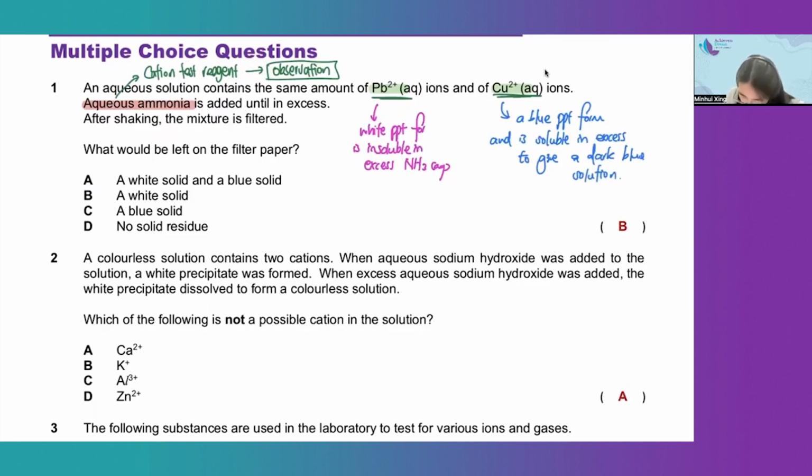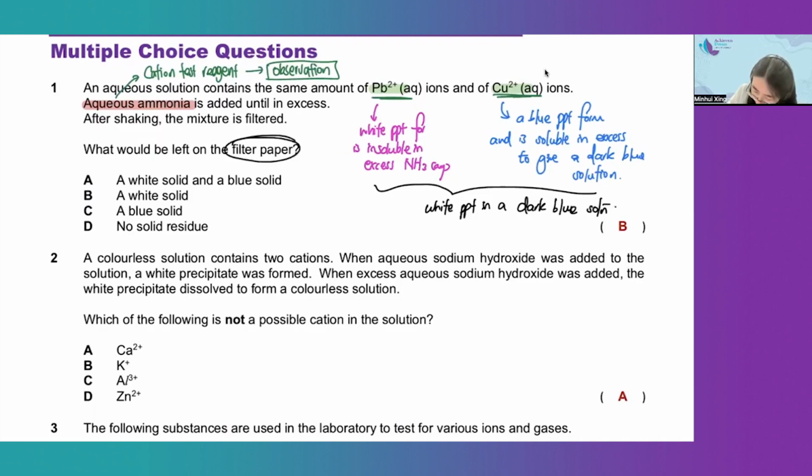So when aqueous ammonia is added in excess, the resultant mixture will contain a white precipitate in a dark blue solution. Therefore, when the mixture is filtered, what will be left on the filter paper will be the residue, which is the white precipitate. And the answer for this question would be option B.